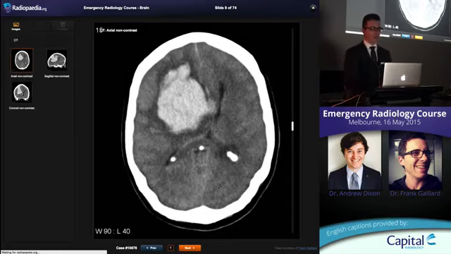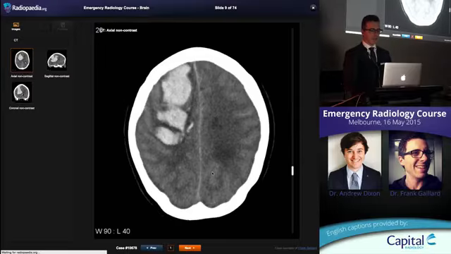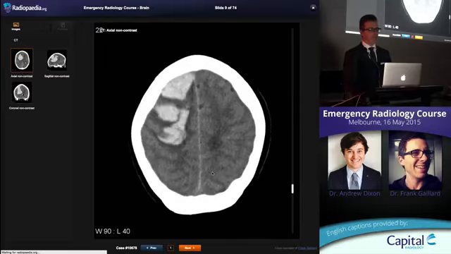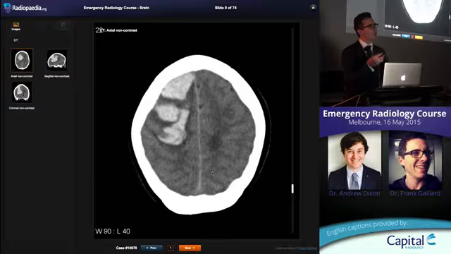In contrast to a basal ganglia hemorrhage, here we have a lobar hemorrhage. These are located peripherally within the brain. Typically the bleeding occurs near the grey-white matter junction or in the white matter, and then goes all the way to the surface of the brain. It can be associated with subarachnoid or subdural blood in some cases.